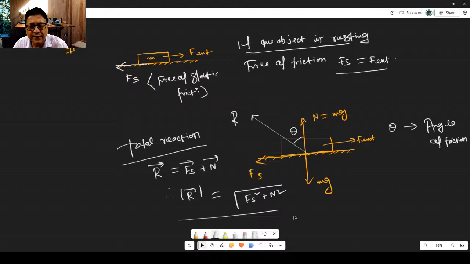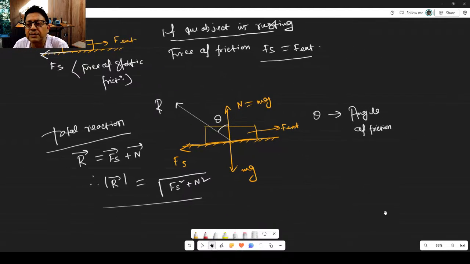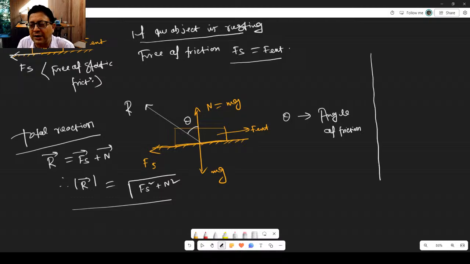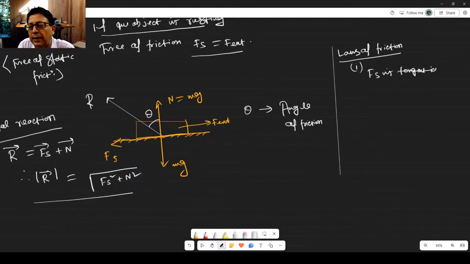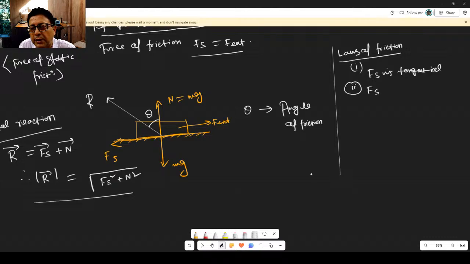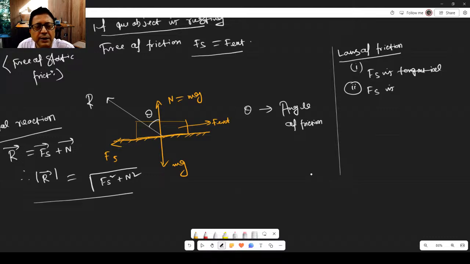Okay? So I remind you laws of friction. Quick revision. This is important for school-based examination. I am not writing all the laws because we have done it in the last class in detail, but I will remind you. Laws of friction. First one, frictional force always acts tangential to the surface in contact. Fs is tangential. And number 2, Fs is directed opposite to F external.